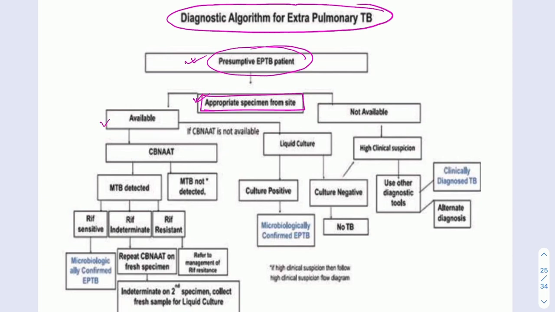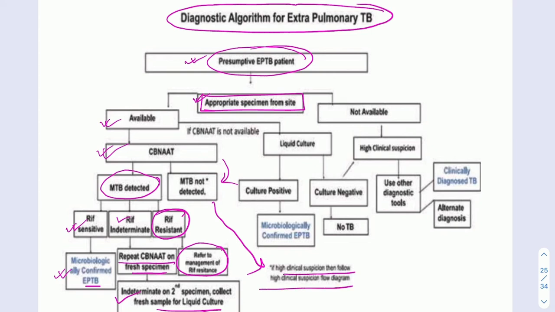If a sample is available, then we will go ahead and do a CB-NAT again. If MTB, Mycobacterium tuberculosis, is detected and rifampicin is sensitive, then it is again considered microbiologically confirmed extrapulmonary tuberculosis. Rifampicin indeterminate, like before, we will repeat the CB-NAT on a fresh specimen. If still indeterminate, we will go ahead with culture. Rifampicin resistance, then we will refer the case for the management of drug-resistant tuberculosis. Via CB-NAT, MTB may also not be detected, but if the clinical suspicion is high, then we need to follow the algorithm for high clinical suspicion, like I have mentioned before.